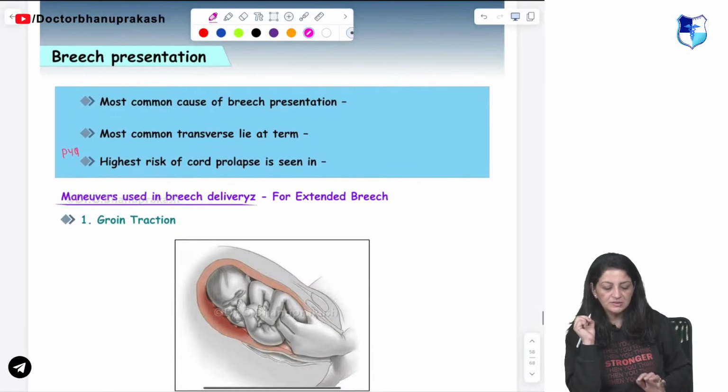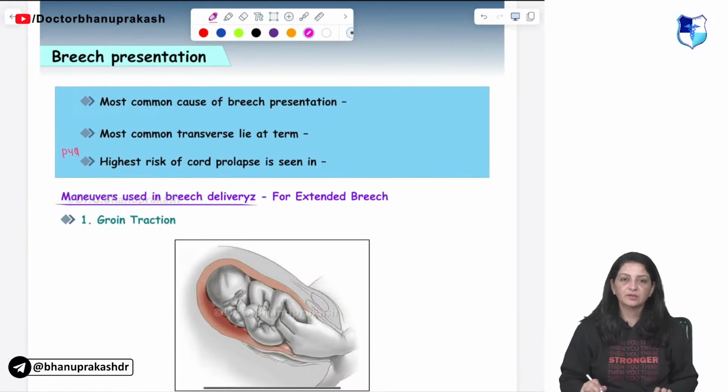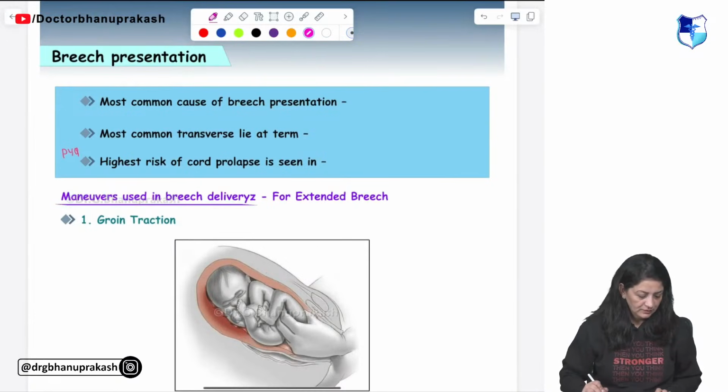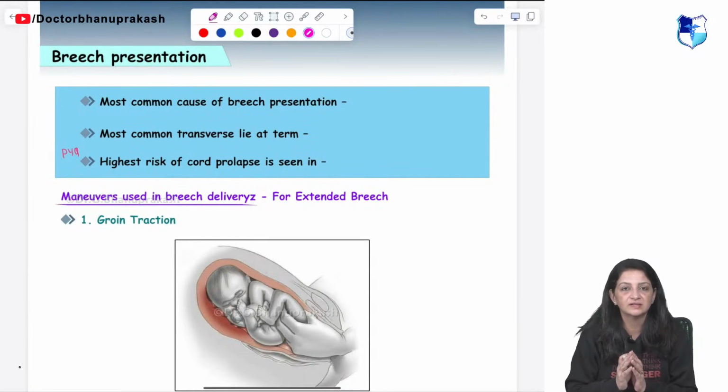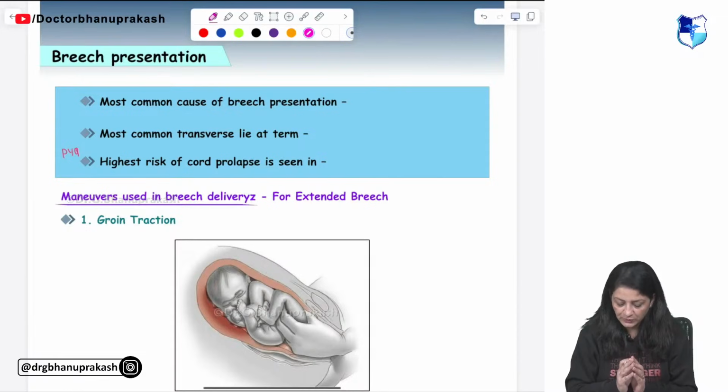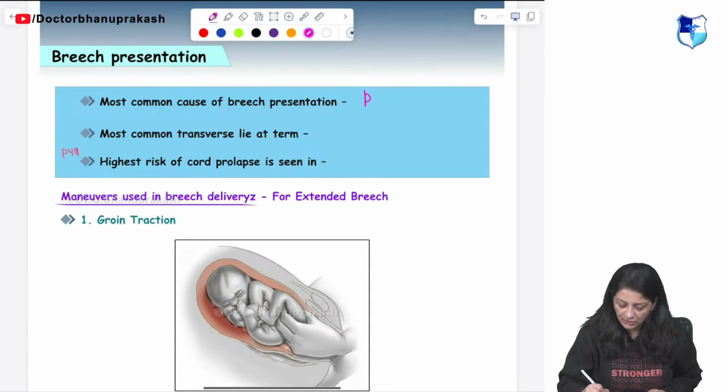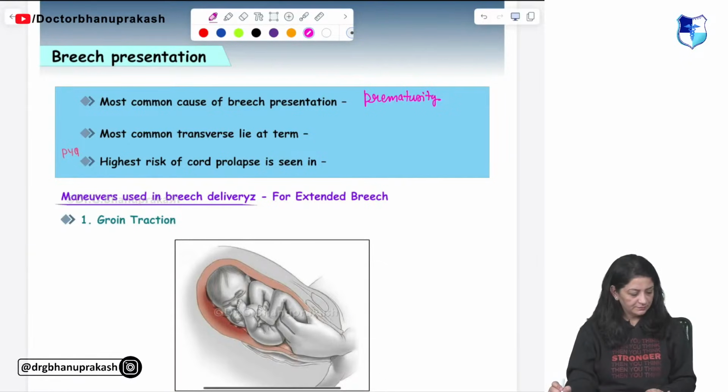Now, next is breech presentation. The most common presentation of the fetus is vertex, cephalic presentation. In breech presentation, the most common cause of breech presentation is prematurity.